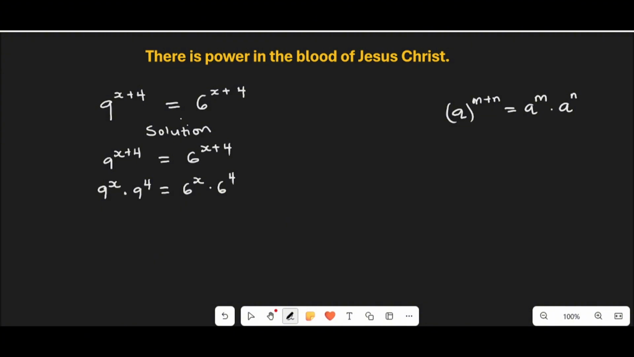Let us divide both sides by 9 raised to power 4 over 9 raised to power 4. Here we have 1, here we have 1. So 9 raised to power x equal to 6 raised to power x multiplied by 6 raised to power 4 over 9 raised to power 4.